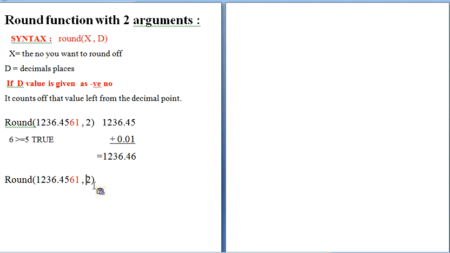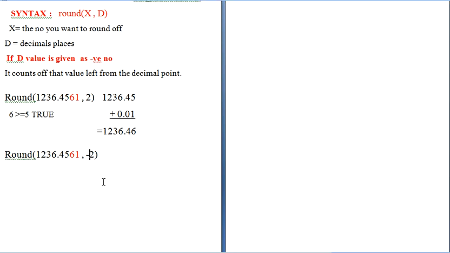But if we pass the same value with the second argument as -2, how will it work? -2. Before coming to the solution of this, let us see a small graph.